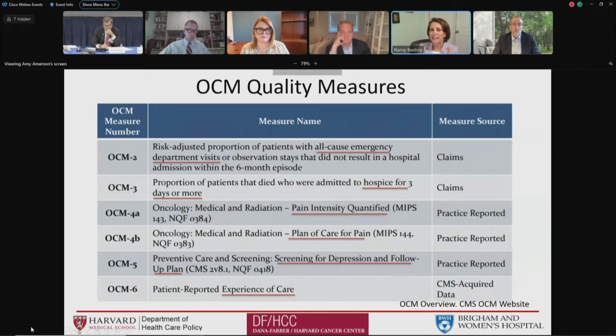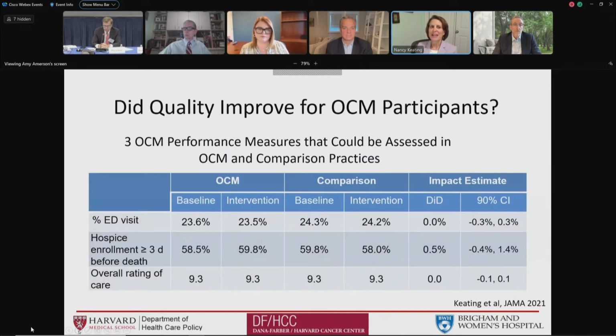OCM had 6 quality measures, 2 assessed using claims, emergency department visits and hospice use, 3 assessed using patient practice reporting, pain intensity being quantified, or having a plan of care in place, or screening for depression and follow-up. And then finally, there were patient experiences of care that were reported by patients and collected in surveys that we conducted quarterly through all of the practices.